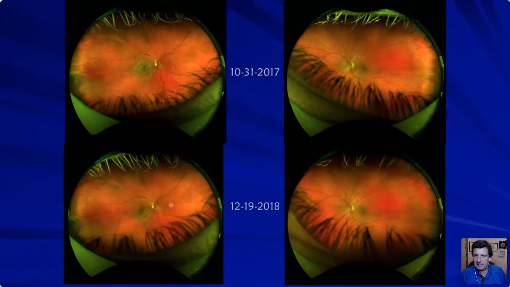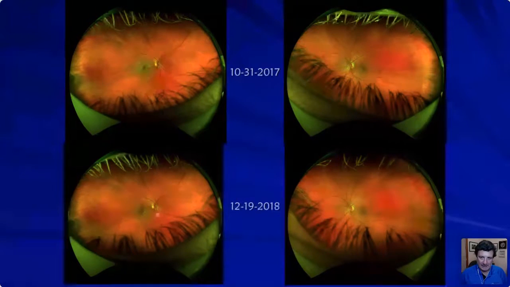Looks like there's one right here happening. But the retinas don't look too bad. And that was 2017. Go into 2018. Doesn't look like a lot of change going on.